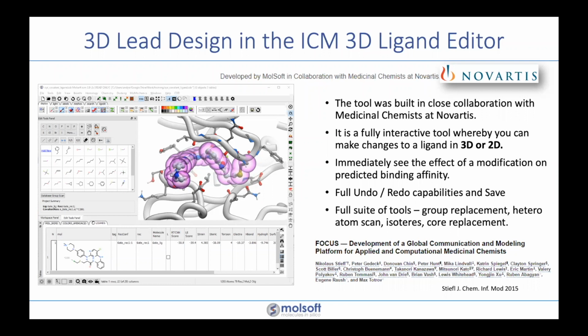So you can read in your ligand co-crystal structure here, and then you can just play around with different substituents, screen substituents, and you can undo and redo and save to a chemical table and things like that. So it's a way of exploring your chemical intuition and also designing new lead compounds. If you want to read more about the collaboration between MolSoft and Novartis, there's a paper here which describes the development of this along with other tools there.